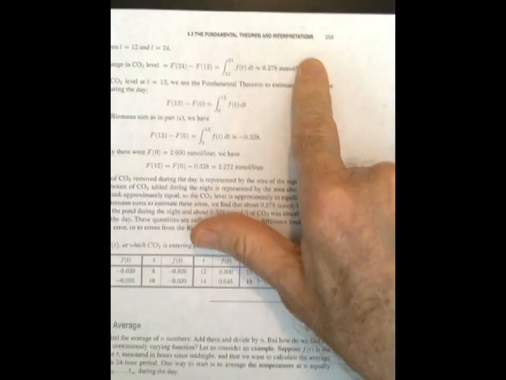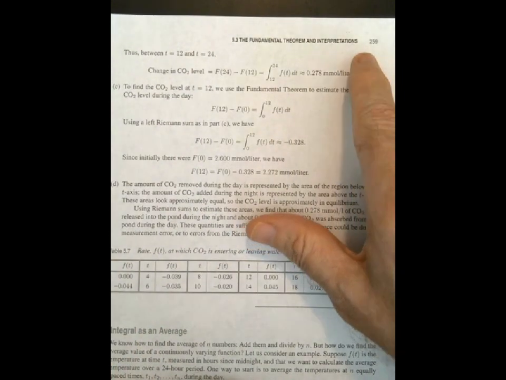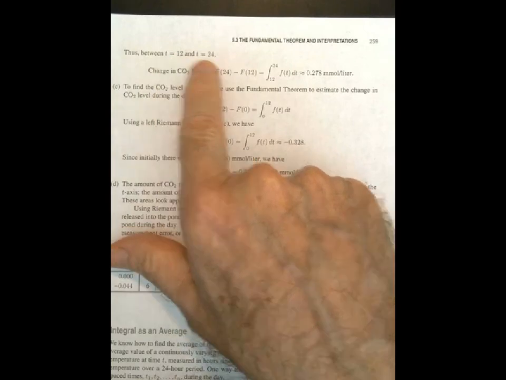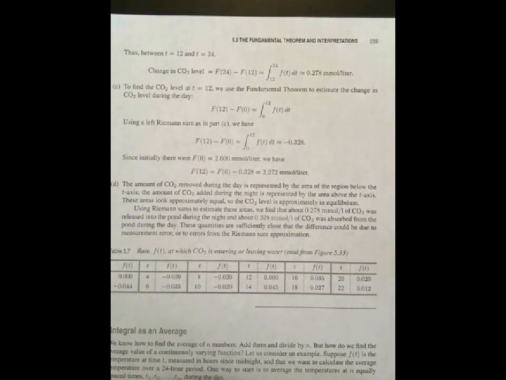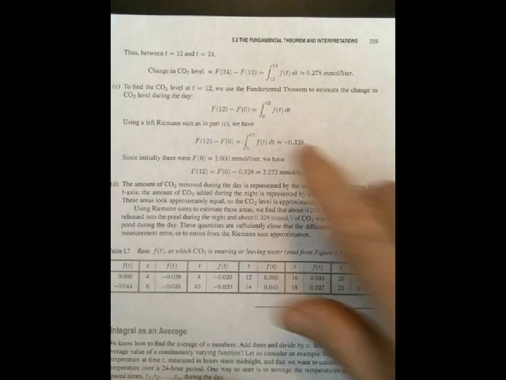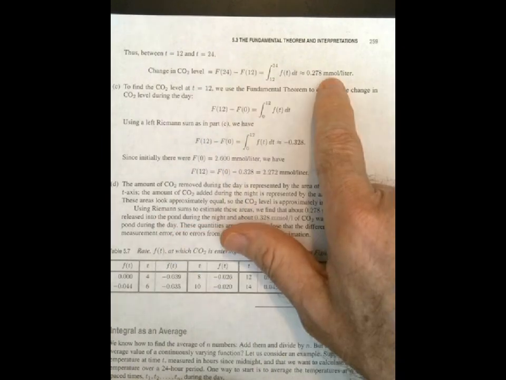Oopsie, you can't see it, sorry. I'll do that again. Okay, so up here between t equals 12 and t equals 24, the change in the CO2 level, the amount of CO2 that was added in, was f of 24 minus f of 12. We added in 0.278 millimoles.